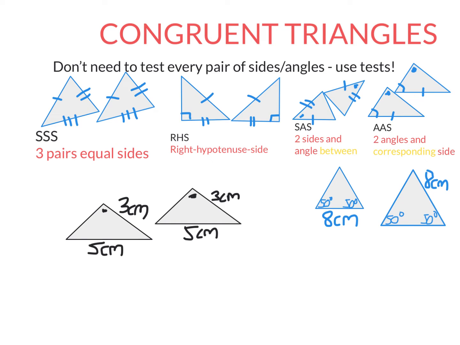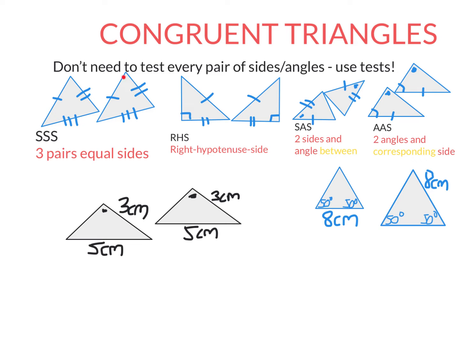Thank you so much for tuning into this video in which we will look at congruent triangles. So the good news is, in order to conclude that two triangles are congruent, you don't need to test every pair of sides and every pair of angles. You just need to use one of these four tests.